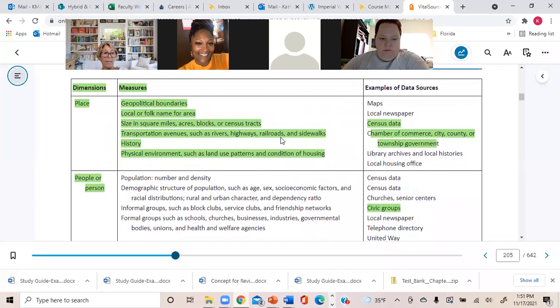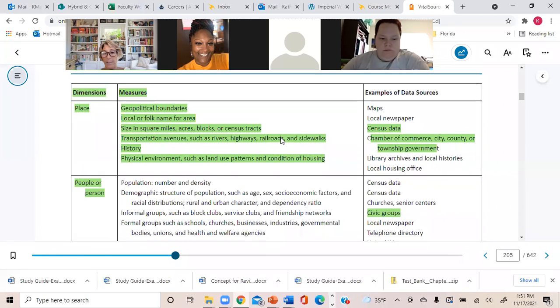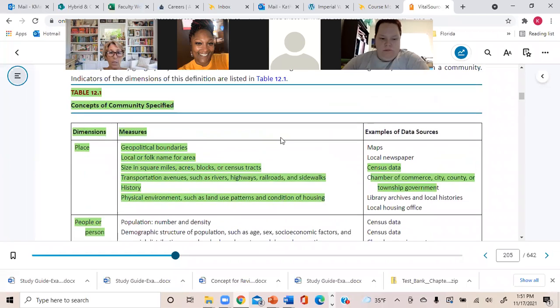If you're looking at the place, meaning geographic location, what are the boundaries? Is there a local or folk name for the area? Out here in Denver, they call us the Rocky Mountain region. What's the size in square miles? What are you looking at? And then data sources over to the right to get your geographical information: maybe maps, census data, Chamber of Commerce, city, county, libraries, housing. Do you get where I'm going with this?